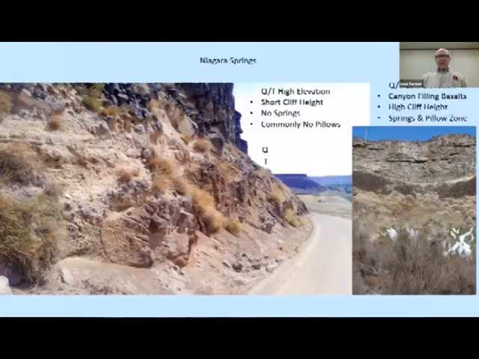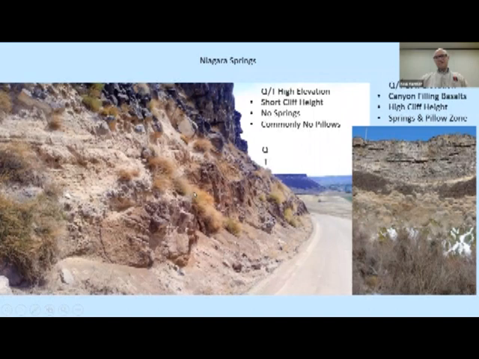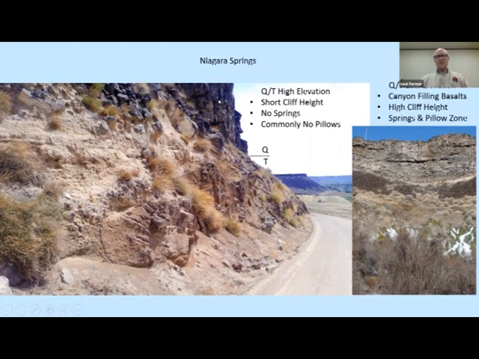And down at Niagara Springs, the QT contact is very low, so you get a very high wall in the canyon, and the talus slope is a little bit lower. And then on the left, conversely, is a high QT contact where you have a very short cliff face and a very long run-out of talus. And these are the brown Tertiary basalts. They tend to be brown, more dense, and then the overlying more gray-colored Quaternary younger basalts.